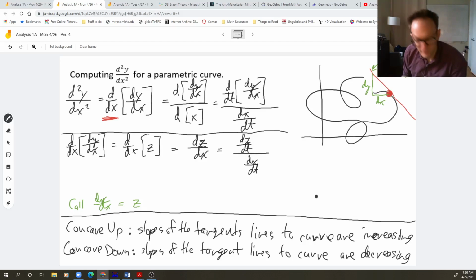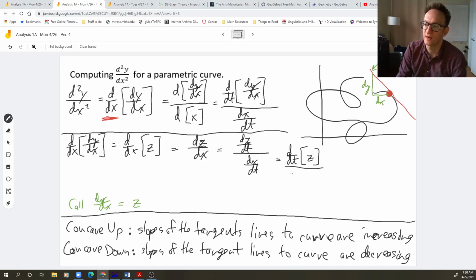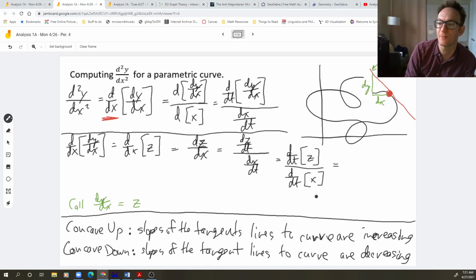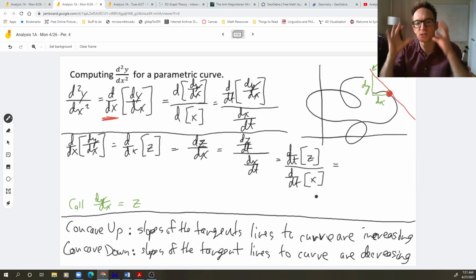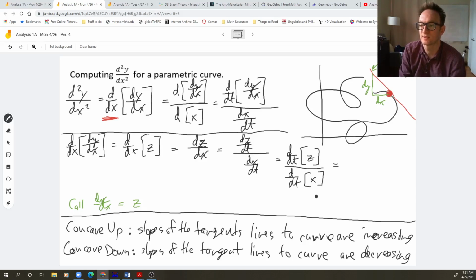And of course, what is dz dt? It's just the derivative with respect to t of z. And what is dx dt? Well, if it makes you feel better, you can also write it as the derivative with respect to t of x. And here, by temporarily calling dy dx z, maybe I've just put it in a form in which it looks exactly like something you already understand, and so this was easy to follow.